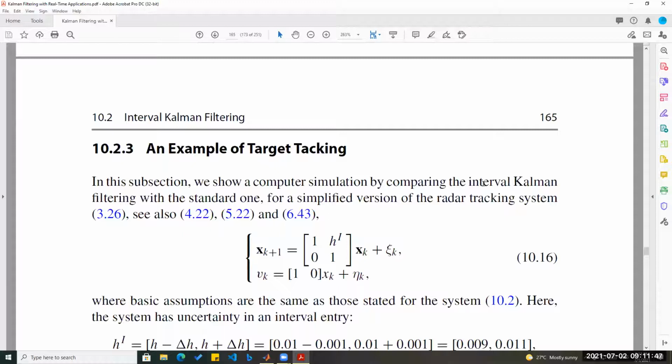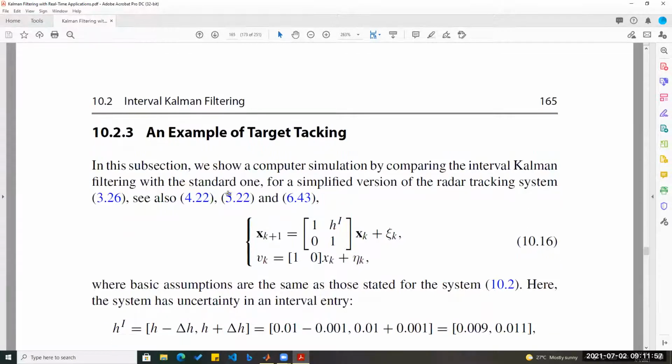Let me talk about section 10.2.3, an example of target tracking. We have used this example several times in chapter 3, chapter 4, chapter 5, and chapter 6. This is a simplified version of the radar tracking system.